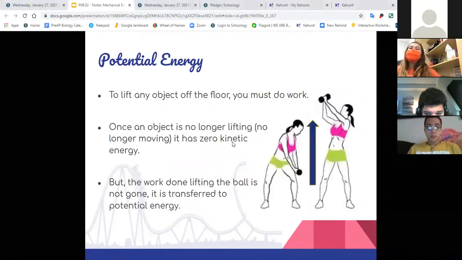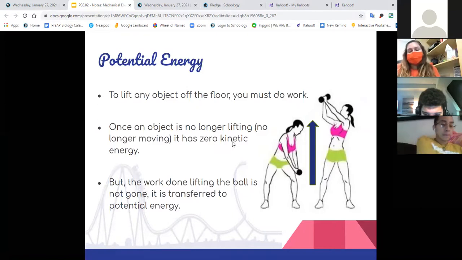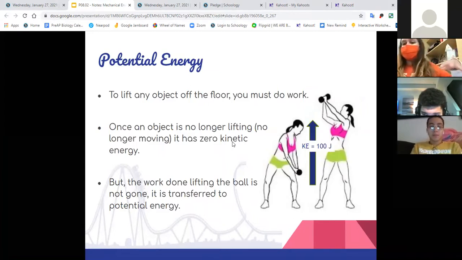All right, so now we're on potential energy. To lift any object off the floor, you must do work. Once an object is no longer moving, it has 0 kinetic energy. But the work done lifting the ball is not gone. It's just transferred to potential energy. As you're lifting something up in the air, you have kinetic energy because it's moving. But once you stop, your kinetic energy is gone. But it just doesn't disappear. That's not how energy works. It just transfers to something else.